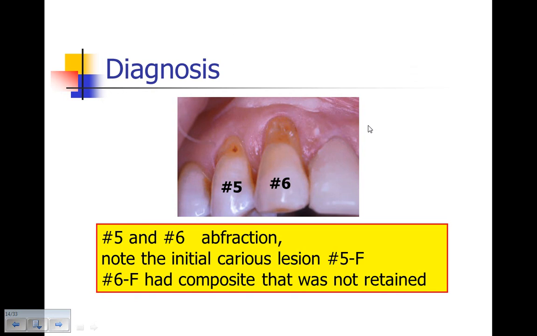We look at number 6 and number 5, and we see an initial carious lesion in number 5 on the facial. Number 6 had been previously restored on the facial surface with a composite that wasn't retained.